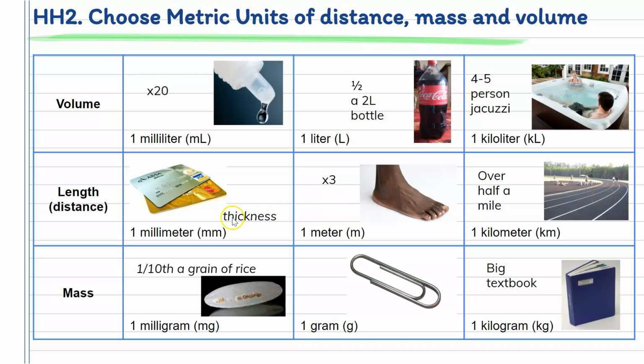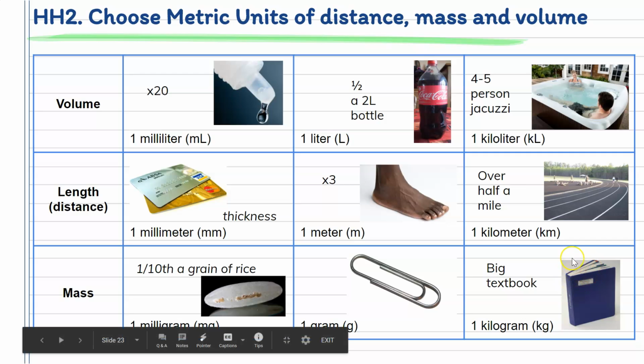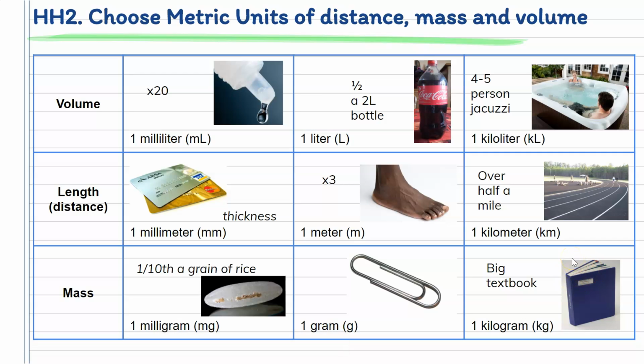For 1 milligram, it's 1/10 of a grain of rice. So if you took 1 grain of rice and chopped it into 10 pieces, that's roughly 1 milligram. 1 gram is equal to the mass of 1 paperclip, and 1 kilogram is roughly the mass of a big textbook. So once again, when you're going through those estimations to determine the rough unit calculations for everything, this chart may be very useful to you as you're going through that section.